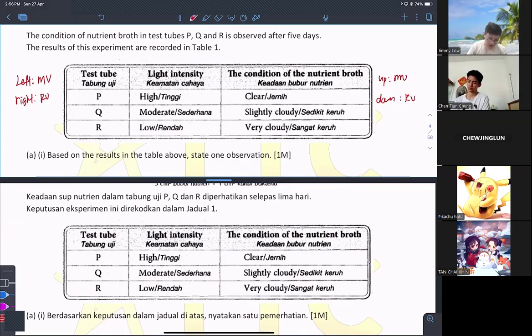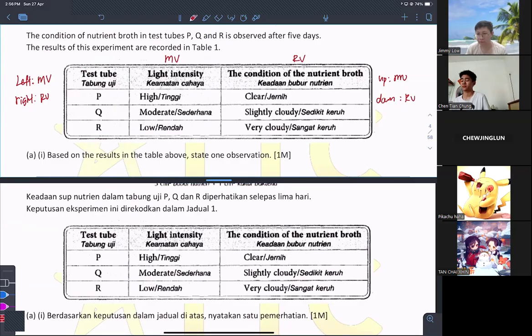Okay, so based on this question, what we can do, we have no up and down to see, right? So we look at the left and right. The left hand side here refers to your MV and the right hand side here refers to your RV. It is impossible for it to be the test tube, because the test tube is not the thing we are going to examine. It is just the test tube that we use to hold something only.